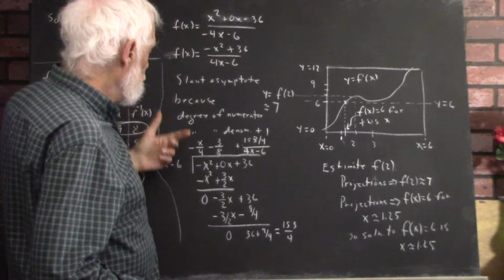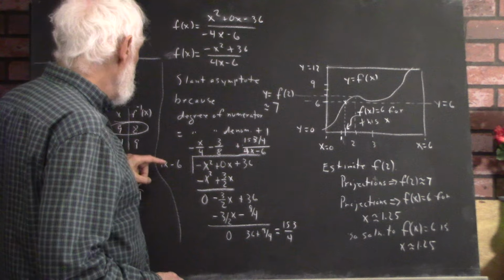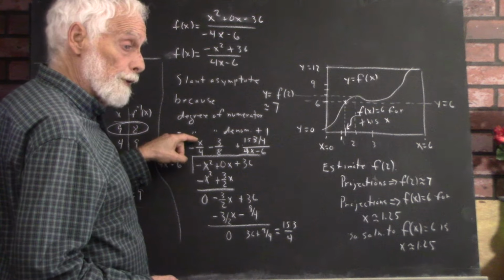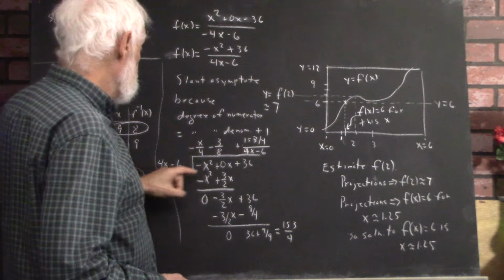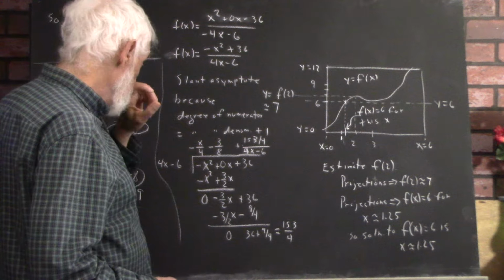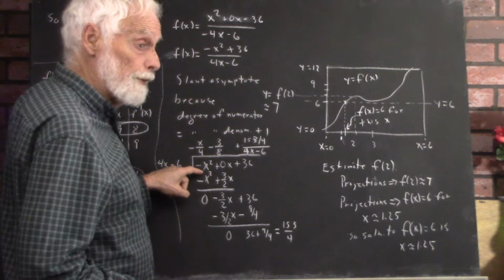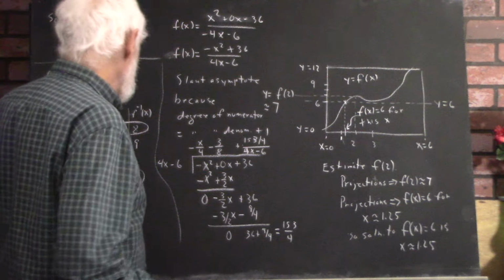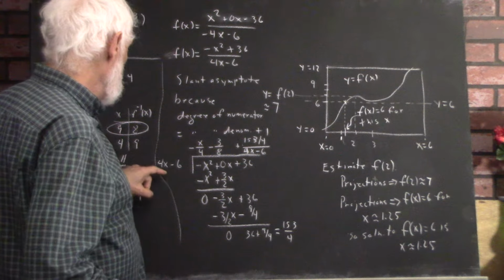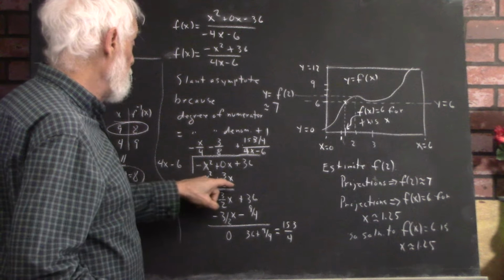Because the degree of the numerator is 1 greater than the degree of the denominator, when we divide the 4x into the leading term here, we're just going to get a linear term, just an x. 4x goes into negative x squared how many times? Negative x over 4. This is, of course, because negative x over 4 multiplied by 4x gives you negative x squared. Okay, multiplying the negative x over 4 by the 4x minus 6, we get negative x squared plus 3/2 x.